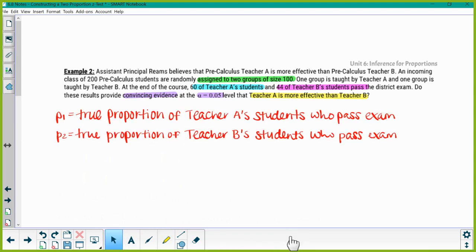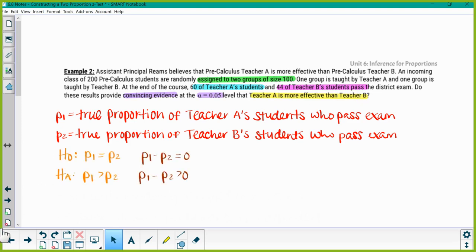So I define p1 as the true proportion of teacher A's students who pass the exam. I define p2 as the true proportion of teacher B's students who pass the exam. And the alternative is going to be, is teacher A more effective than teacher B? So does she have more students who pass than teacher B?